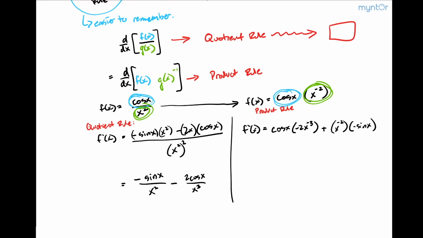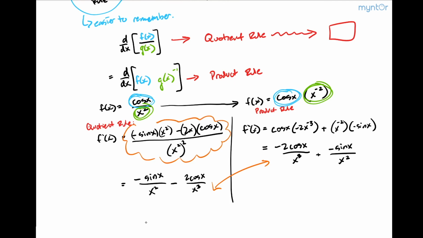And that's it. You don't have to deal with any fractions or anything like that, and you get the same answer. This is going to be equal to negative 2 cosine x over x to the third plus negative sine x over x squared. And what you'll notice is that these two are the same answer, but we didn't have to go through all this business of trying to put together a fraction and remember a lot of steps. So typically, this is why I prefer to use the product rule as often as I can.